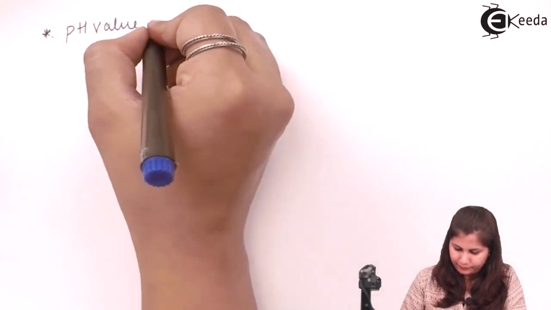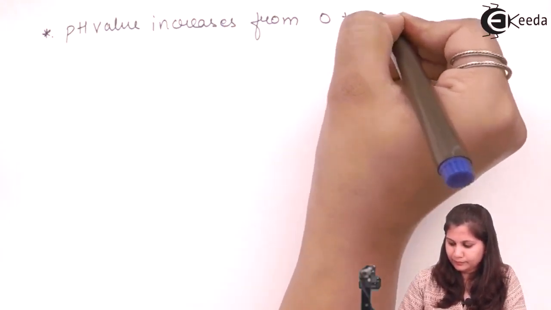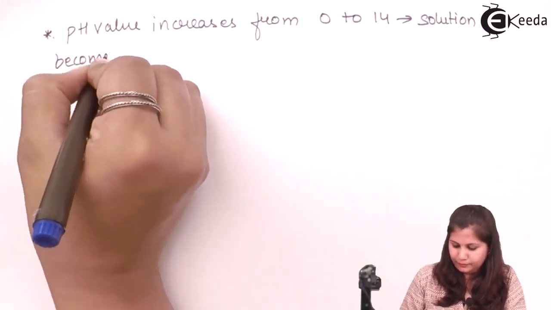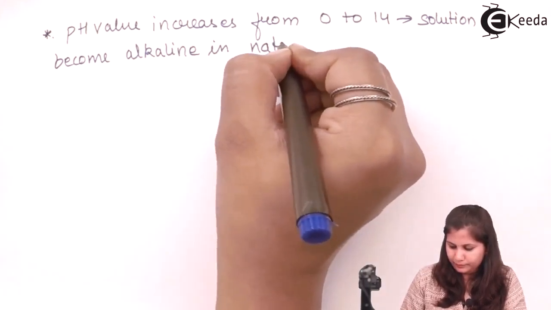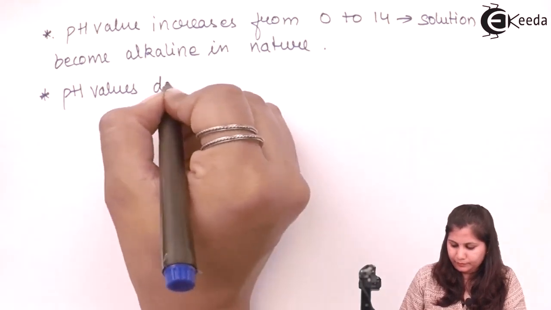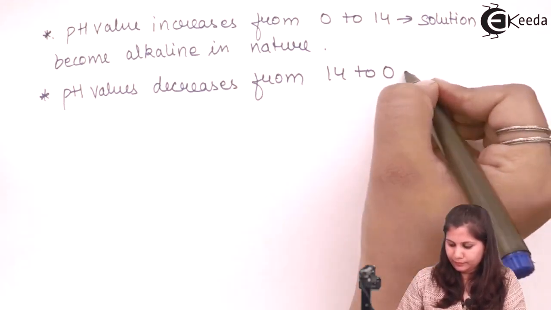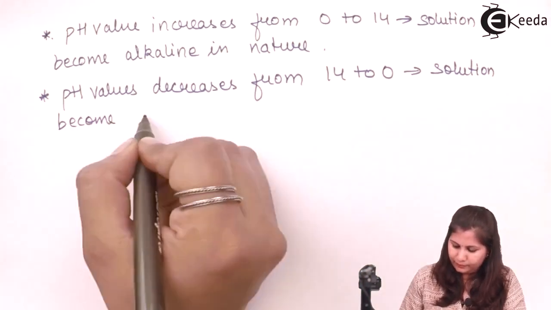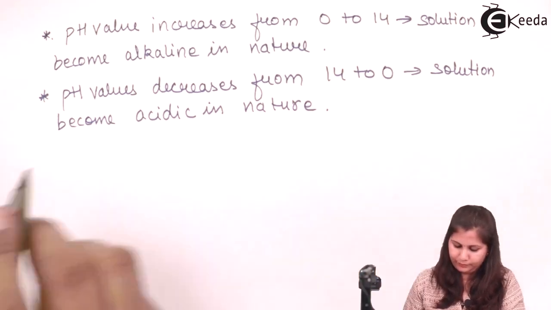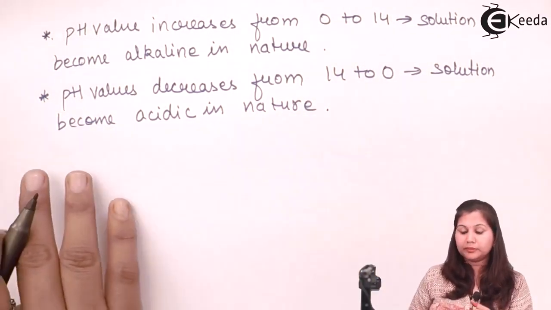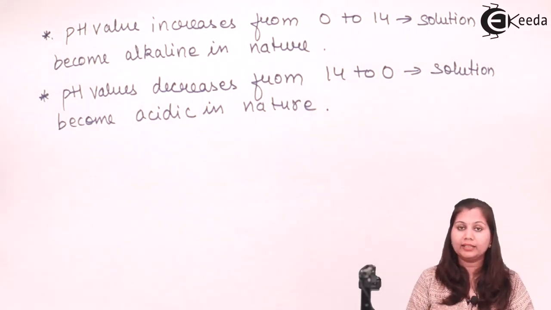Now as the pH value starts increasing, meaning it increases from 0 in the direction of 14, the solution becomes basic in nature, and if the pH value starts decreasing, then the solution becomes acidic in nature. So this was the measurement of the pH by measuring the hydrogen ion concentration.